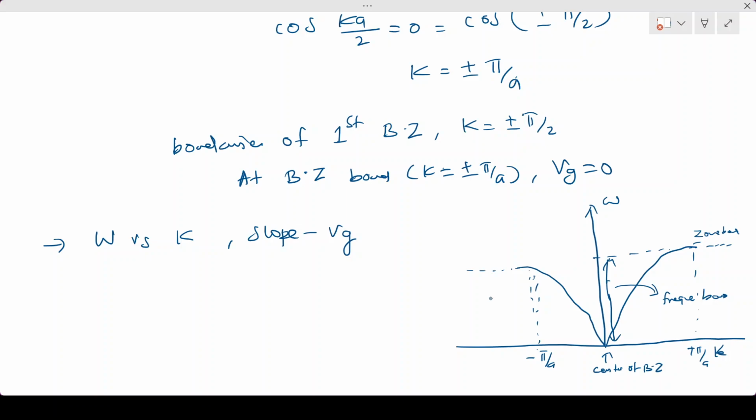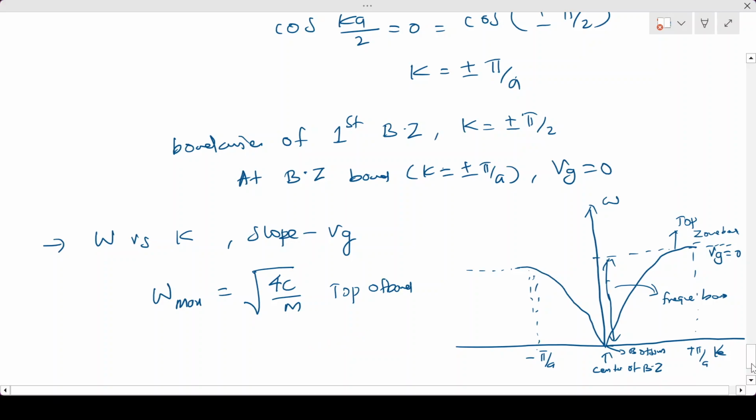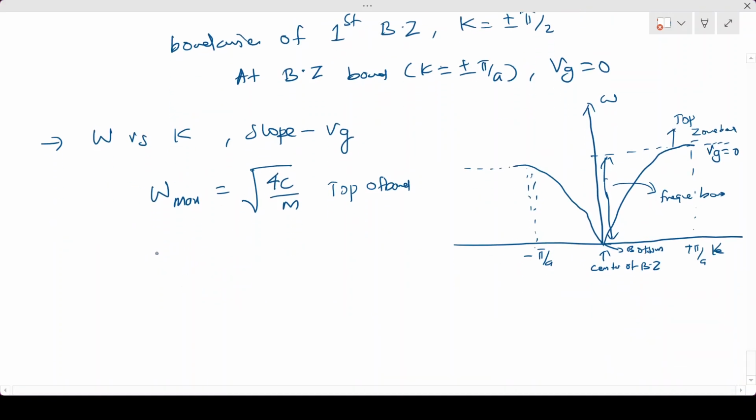The group velocity at the top of the band is 0. At this point the group velocity is equal to 0, and you can also see that omega max is equal to the square root of 4c by m. The maximum value is the top of the band, and this is the bottom. So the top of the band omega max is equal to root 4c by m, and the approximate value for a monoatomic lattice is omega max equal to 10 raised to 14 per second.